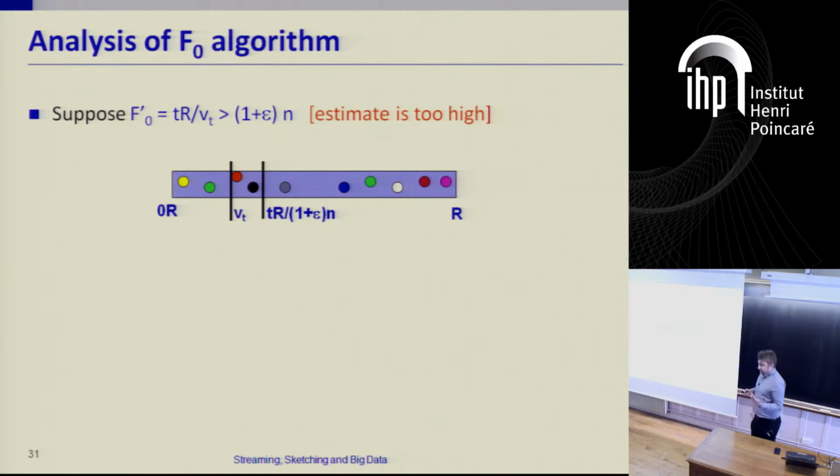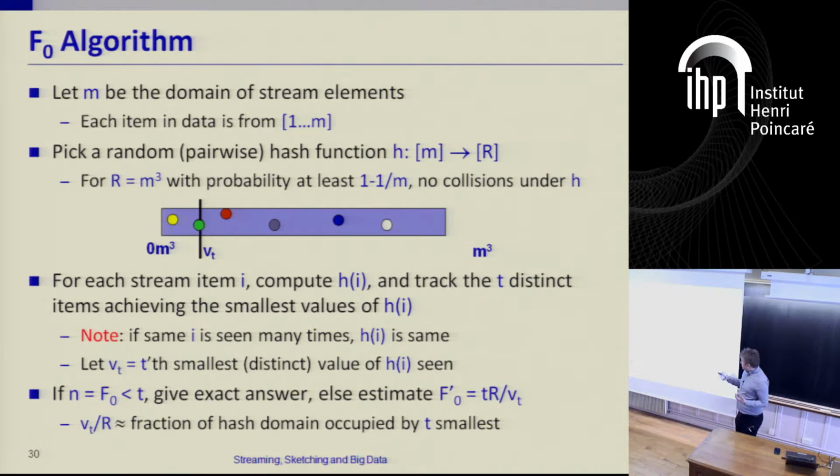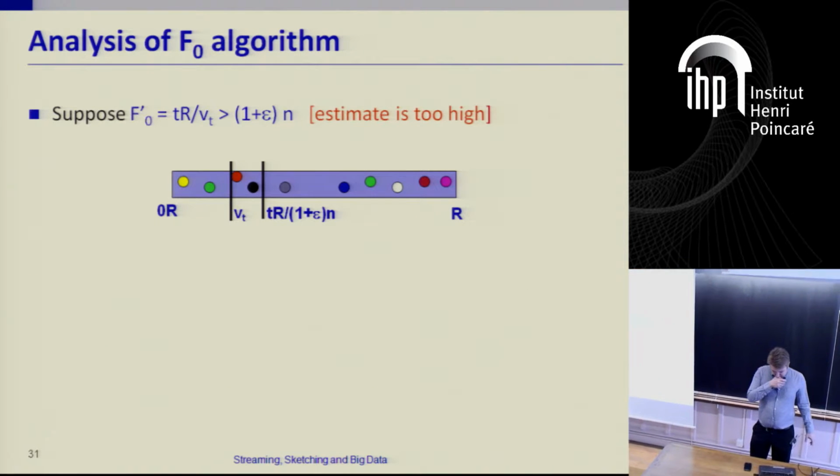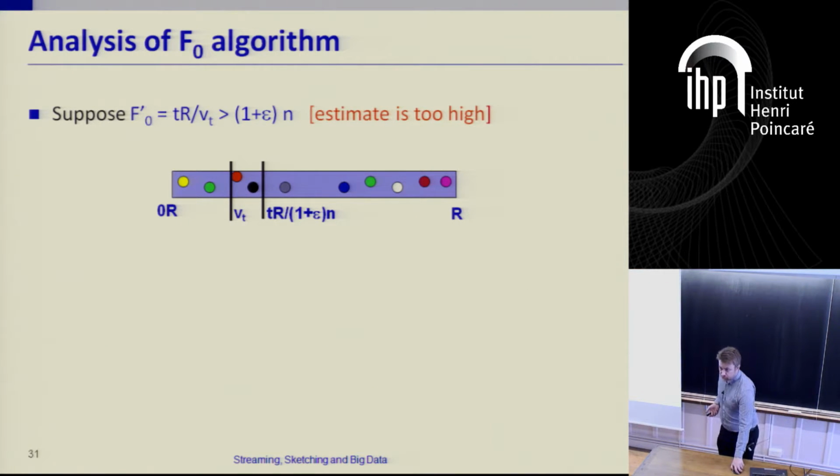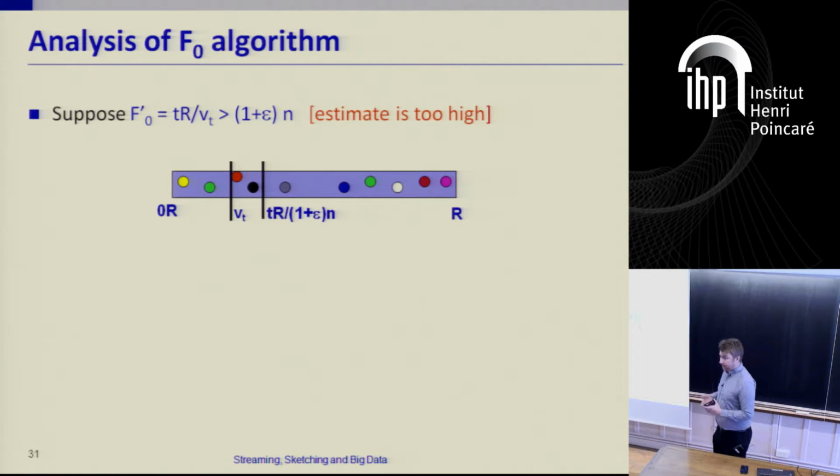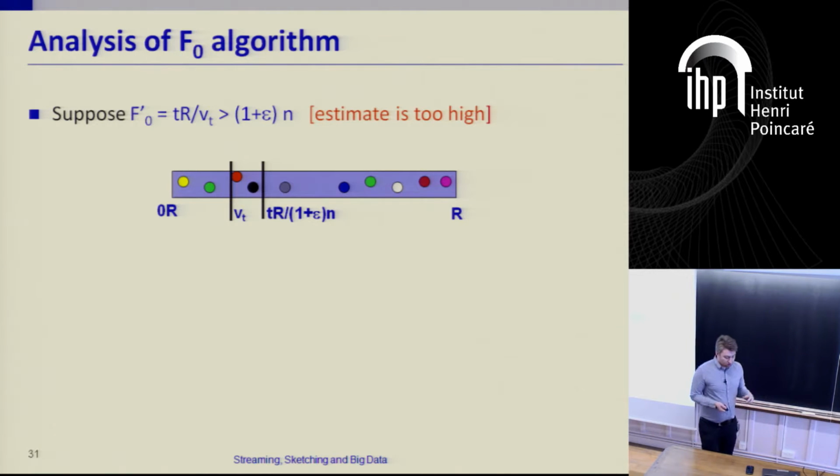So how do you analyze this? How do you say that this is going to give you a good estimate for the quantity that you want, the number of distinct elements? F0, I'm going to write that as n just to save a bit of space as I go through. What you do is ask, what's the chance of getting a bad estimate? Same kind of approach as we did before. What's the probability that my estimate in this case is too high?